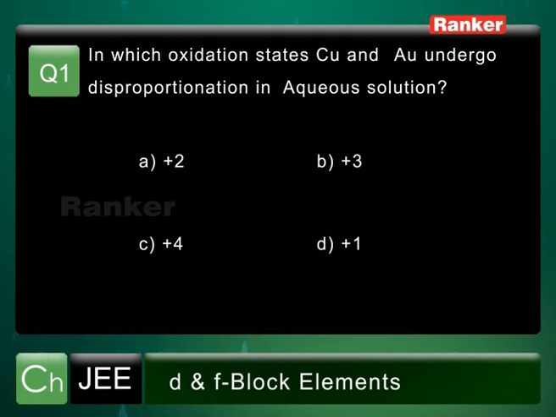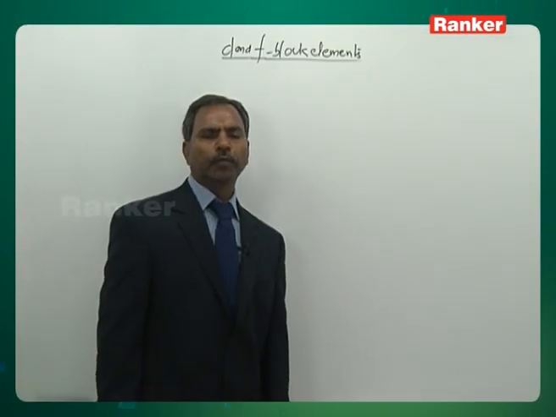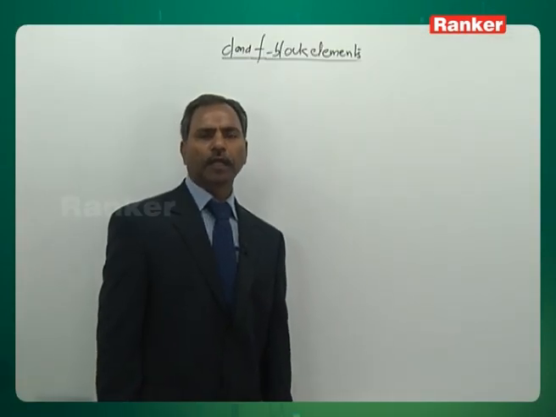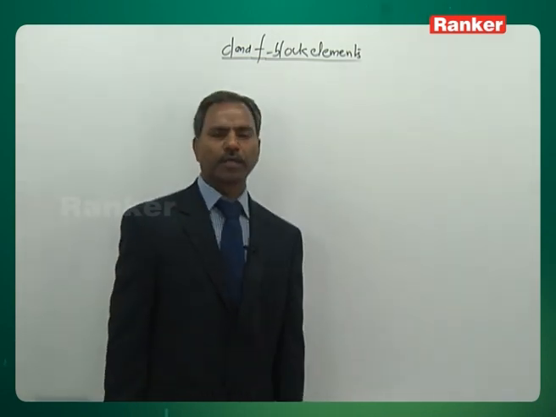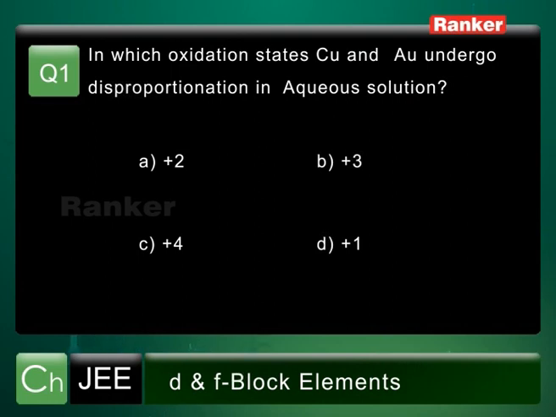Coming to the first option, consider copper +2 and Au +2. They do not undergo any disproportionation reaction in aqueous solution. Coming to +3, it does not exist for copper. Coming to +4, it is not stable and doesn't exist at all. But coming to +1, copper and Au, which don't exist in aqueous solution, undergo disproportionation.